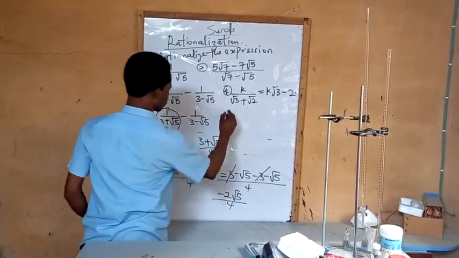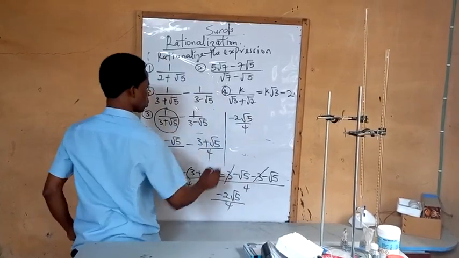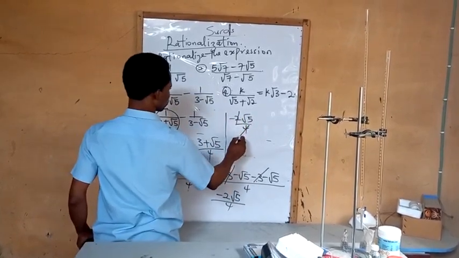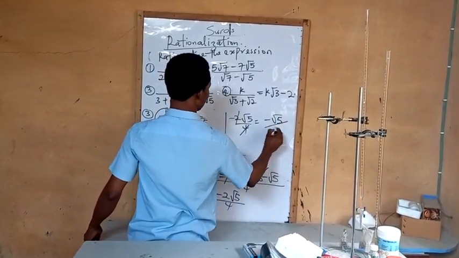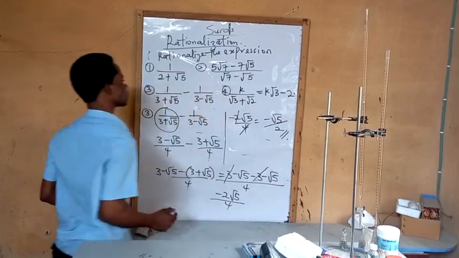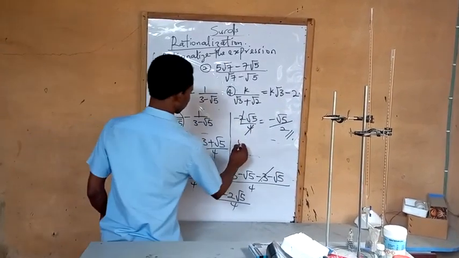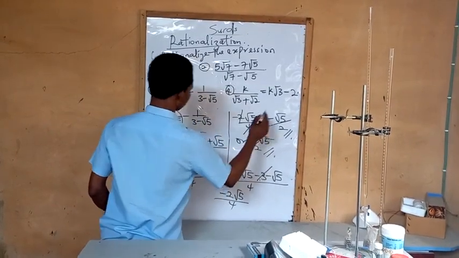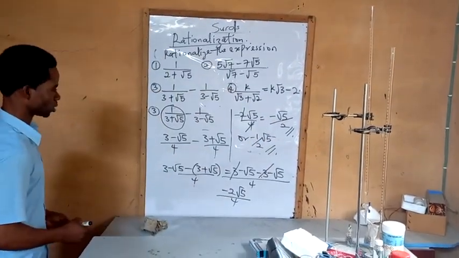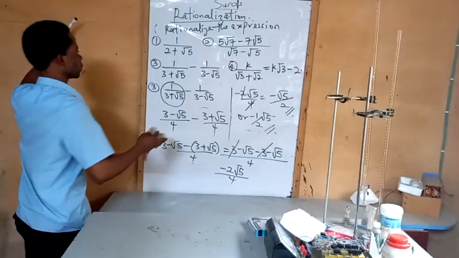Minus 2 root 5 over 4. You know, 2 here 1, 2 here 2. So that is minus root 5 all over 2. So that is that. Or you can also write it as minus 1 over 2 root 5. Anyway, now let's do number 4.